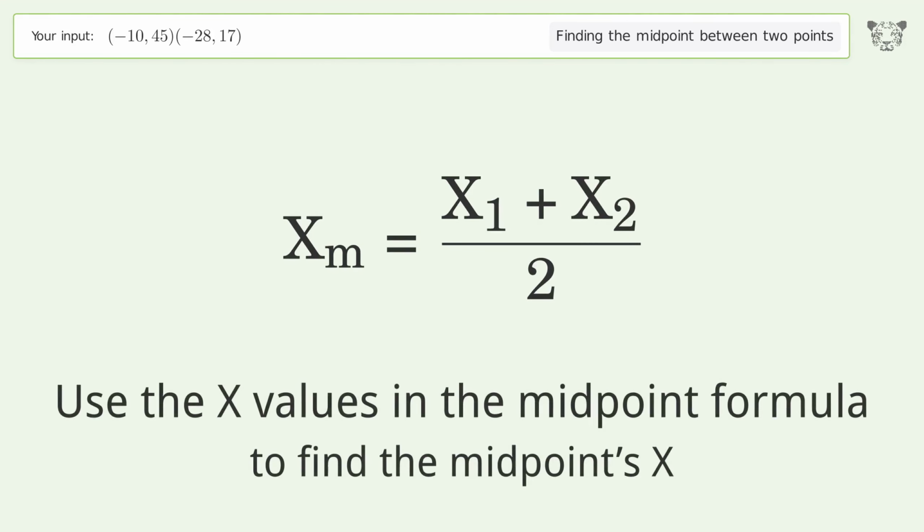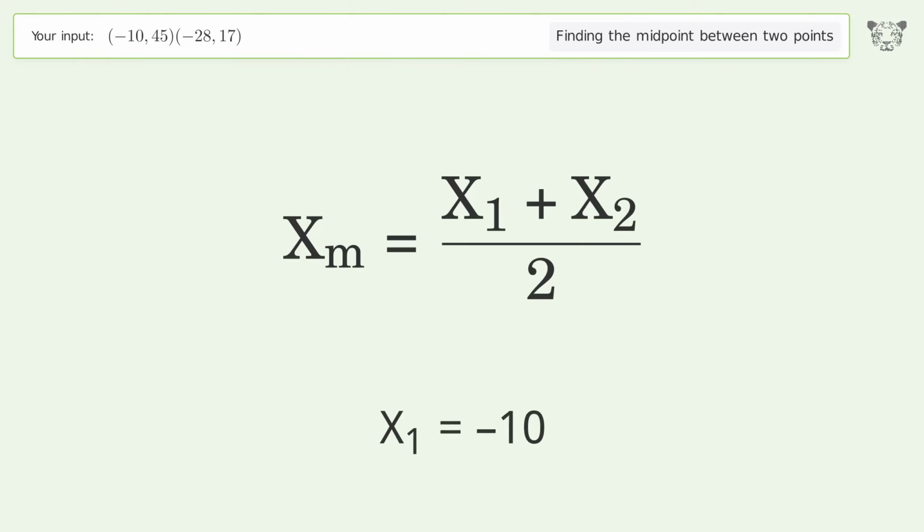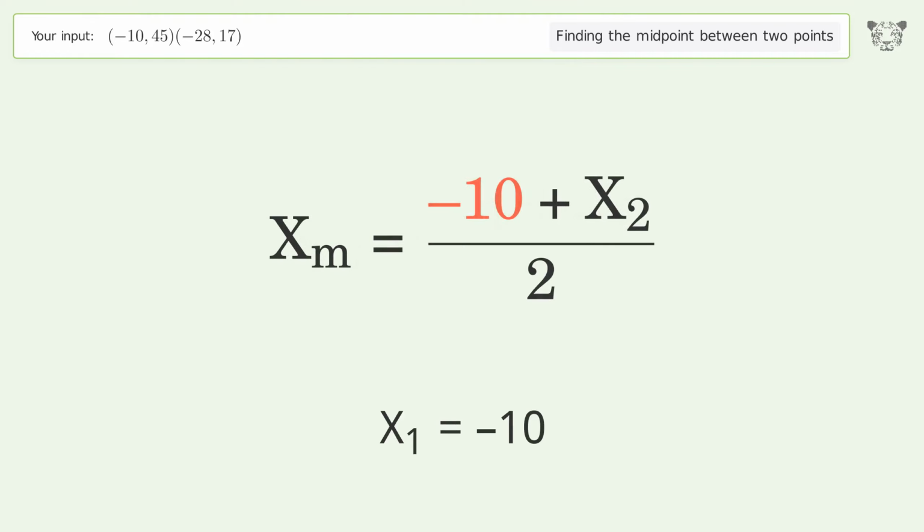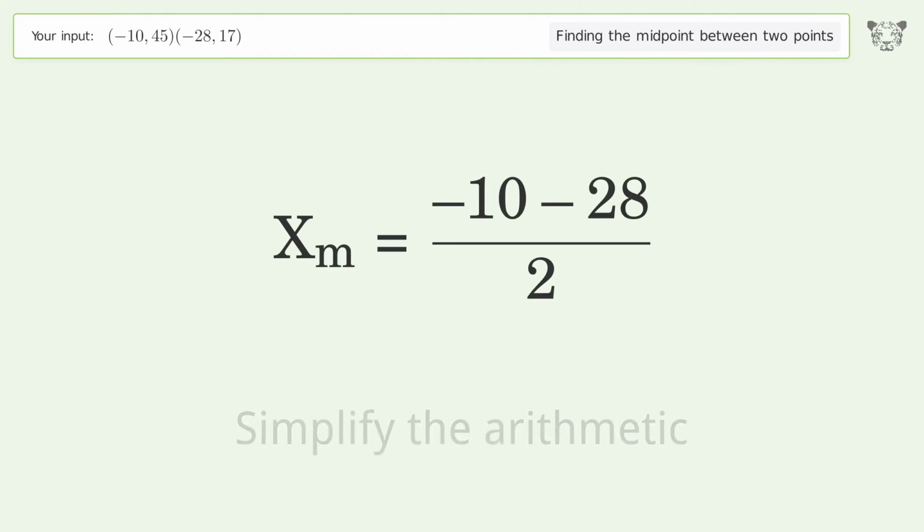Use the x values in the midpoint formula to find the midpoint's x. x1 equals negative 10. x2 equals negative 28. Simplify the arithmetic.